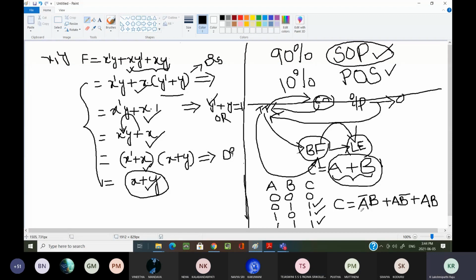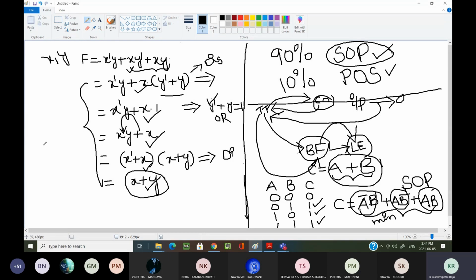Yes, sir. This expression is in the form of SOP, or not? Yes, sir. Every term is a min term or product term.